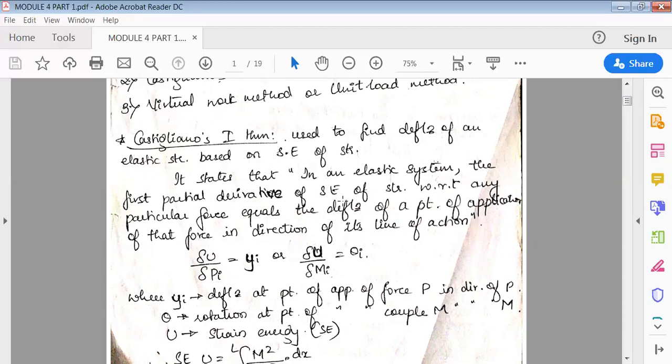Now it goes like this. If you want to find the deflection of any elastic structure based on its strain energy, the theorem states that in an elastic system, the first partial derivative of the strain energy of a structure with respect to any particular force equals the deflection of the point of application of that force in the direction of its line of action. So if you differentiate U with respect to P, you'll get deflection.